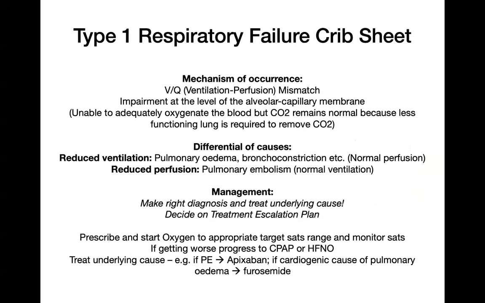So if it's type 1, it's a ventilation perfusion mismatch. And you want to know your differential causes. If you know your mechanism, you've got a structure that you can straight away talk about. So you can do reduced ventilation, so pulmonary edema, someone in heart failure, or reduced perfusion, PE. So those will be some of your normal causes.